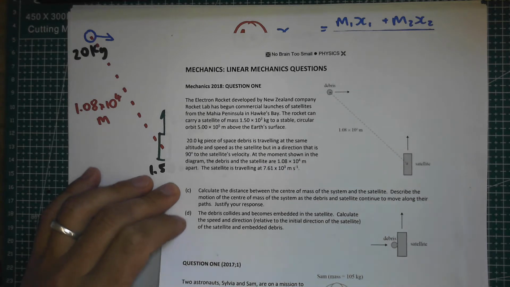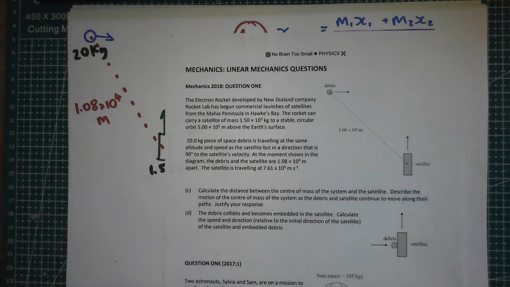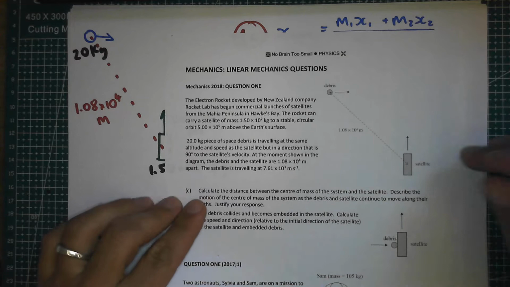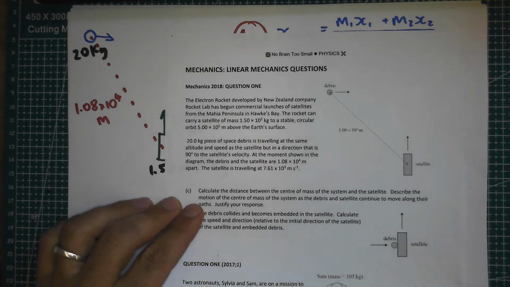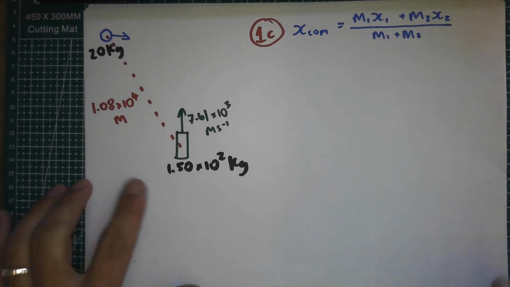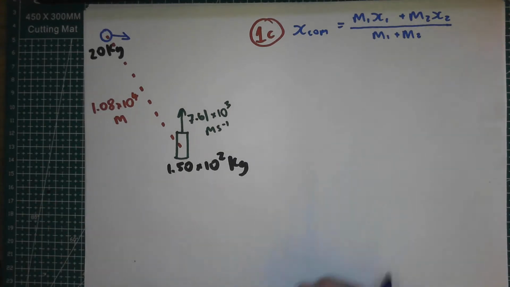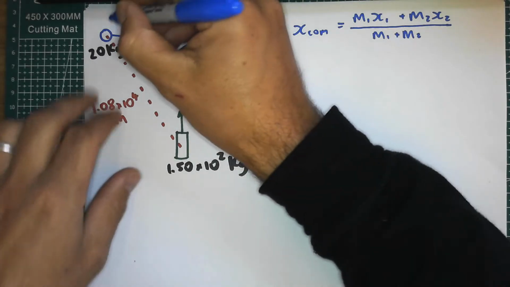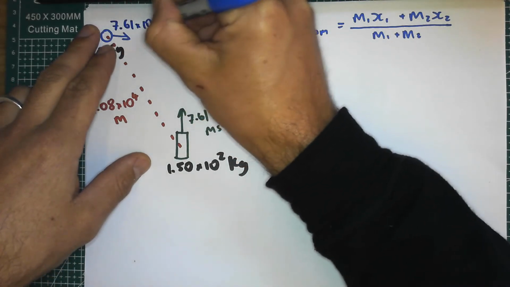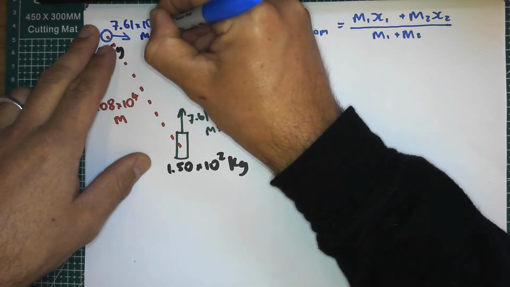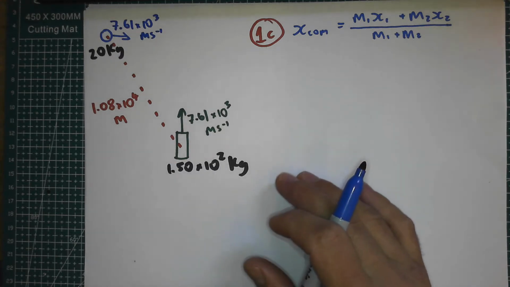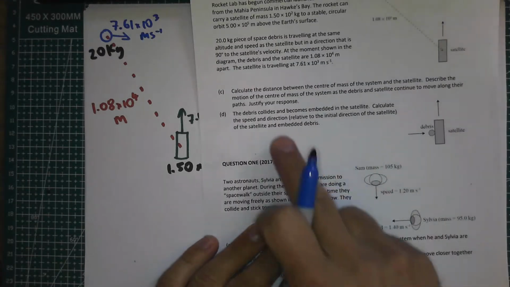At the moment shown in the diagram, the debris and the satellite are 1.08 times 10 to the 4 metres apart, and the satellite is travelling at 7.61 times 10 to the 3 metres per second. So here's the scenario drawn out here, and I just realised in reading that they're actually going at the same speed, it says. So this here must also be 7.61 times 10 to the 3 metres per second.